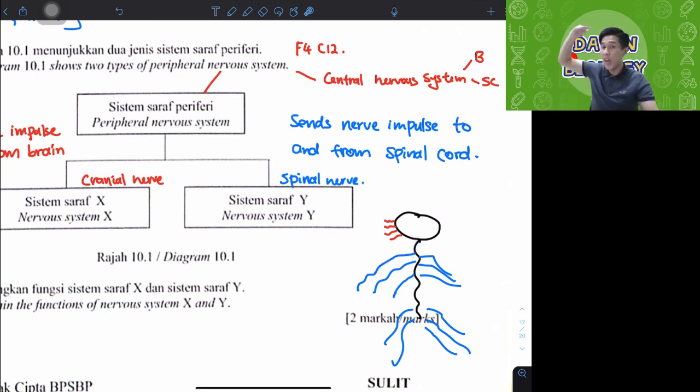So let's say your brain wants to control your hand to move, the signal needs to come from the brain to the spinal cord, then the spinal nerve will carry the signal out from the spinal cord. That's why it's to and from the spinal cord.